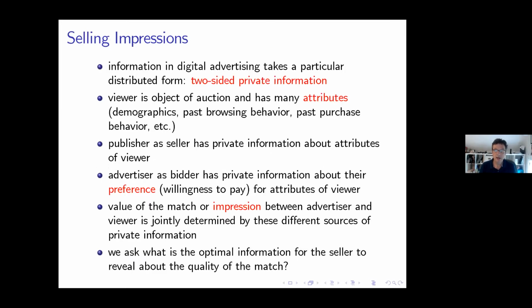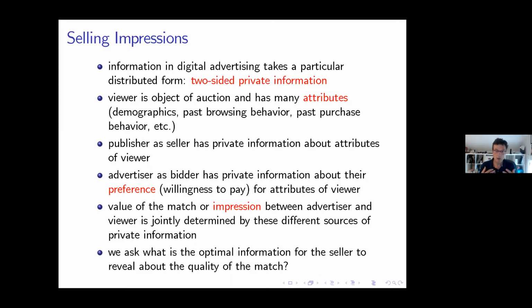In digital advertising, private information takes a particular distributed form that we're going to try to explore and investigate. We want to think about this basically as a model of two-sided private information, namely, the viewer, who's the object of the auction, has many attributes: demographics, past browsing behavior, past purchases, income, and so on. And so these are the attributes. That's one side of private information.